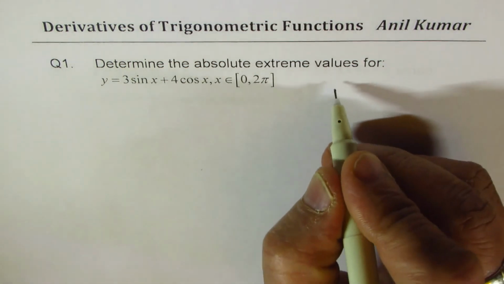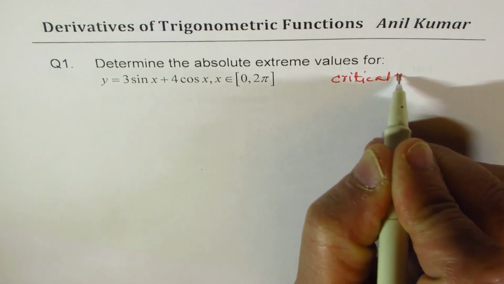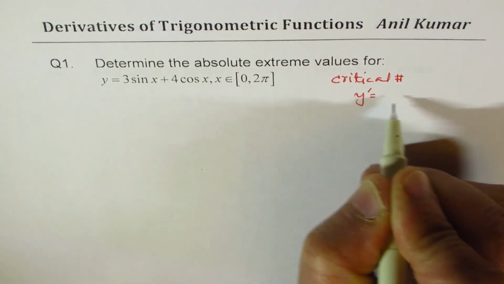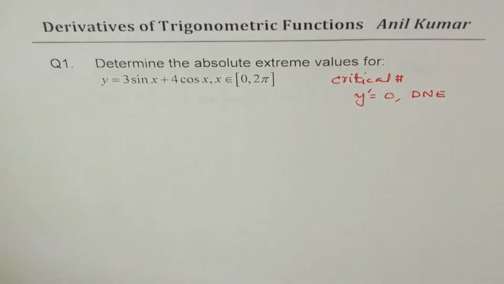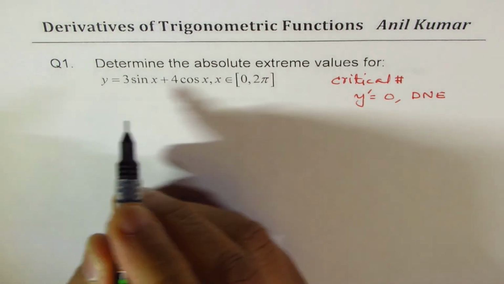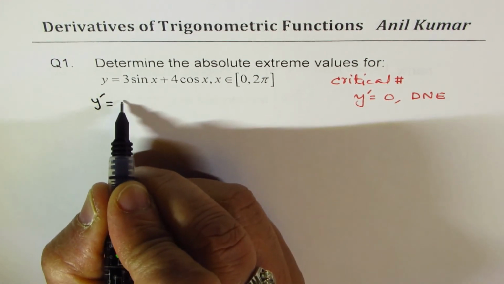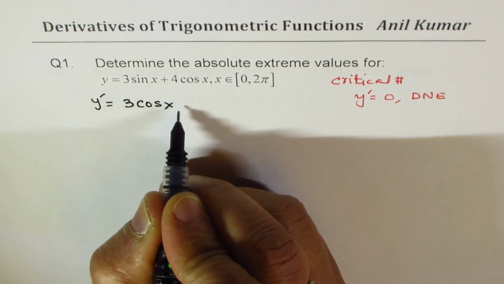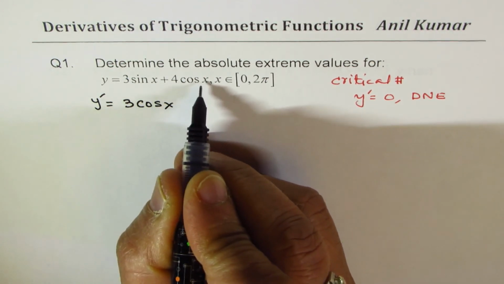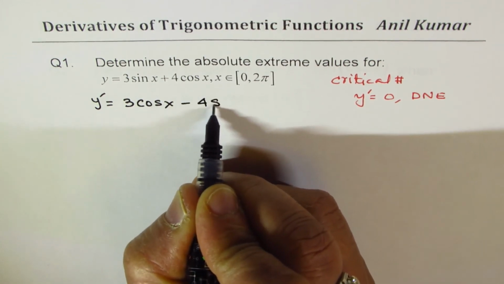So here we have to find the critical number, which is where the derivative is equal to 0 or it does not exist, correct? That's the whole criteria. So let's find the derivative first. So derivative of this function is 3 times cos x. Now cos x derivative is negative sine x, so I'm writing negative first, 4 sine x, correct?